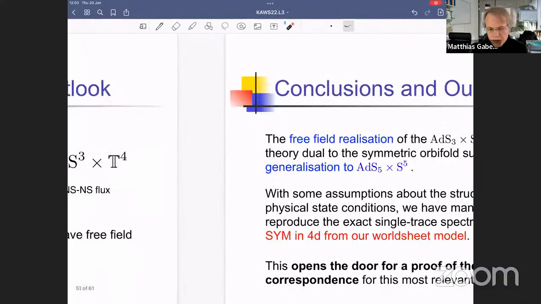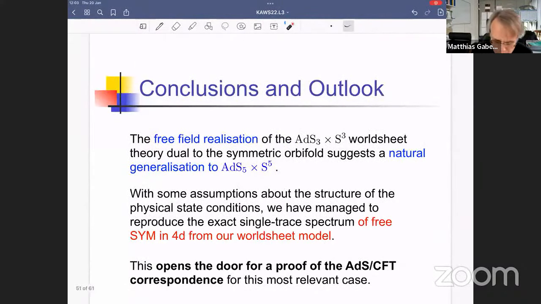And then finally, I touched upon the idea that this generalizes to AdS5 × S5, namely that you replace these four symplectic bosons and fermions by eight symplectic bosons and fermions. And at least the spectrum seems to come out right, at least if you follow our proposal for what the physical state condition should be. And we believe that opens the door for trying to prove the AdS/CFT correspondence.